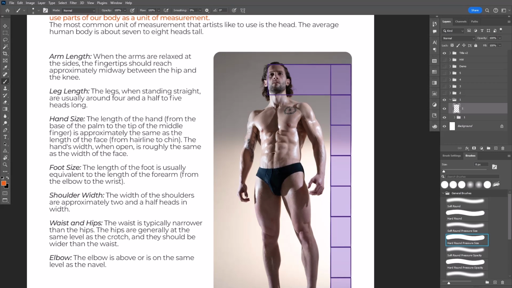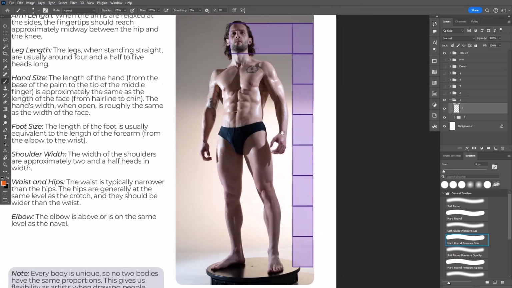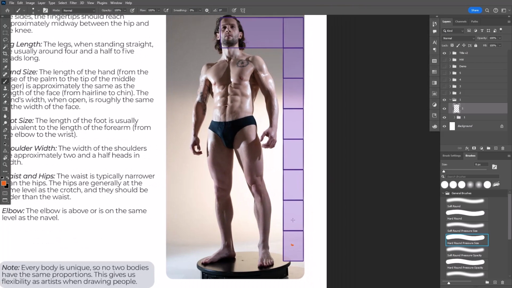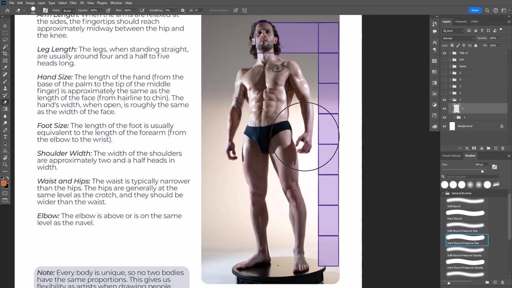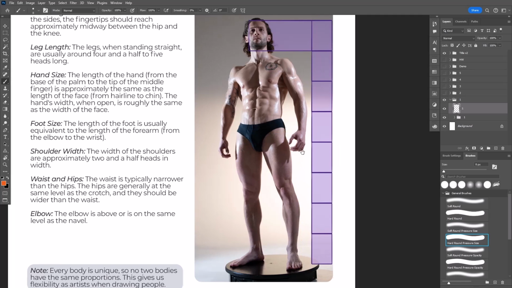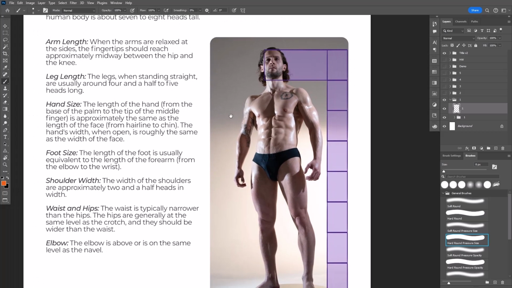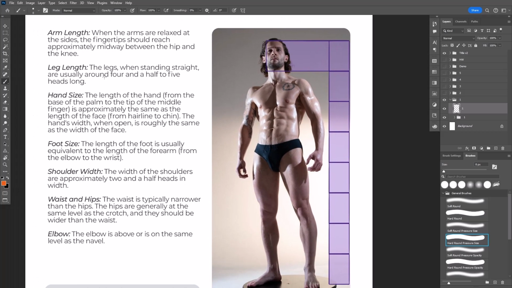Then you have leg length. The legs, when standing straight, are usually around 4.5 to 5 heads long. So if we count here, we have 1, 2, 3, 4, 5. So roughly about 4.5 for this guy. So he's around 4.5 heads tall in terms of the length of the legs. Now, on some people, it's going to be a little bit taller, especially for women. Women tend to have shorter torsos and longer legs, but that's kind of like an average, not necessarily the rule.